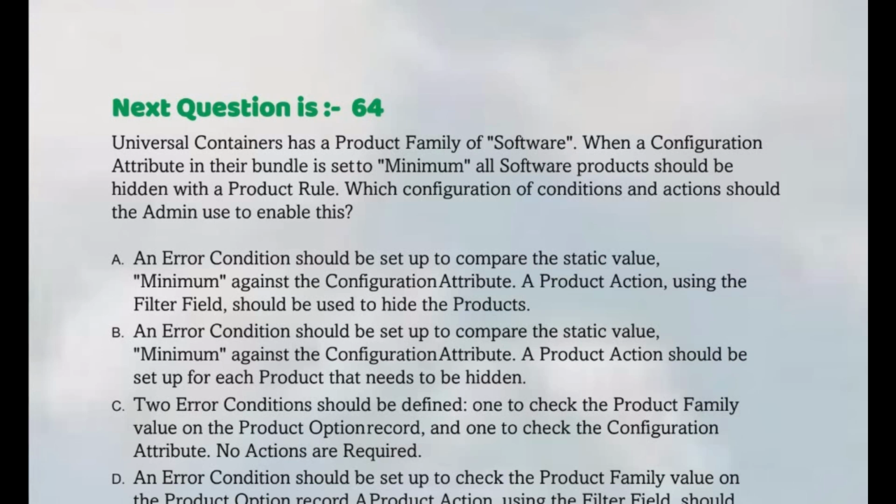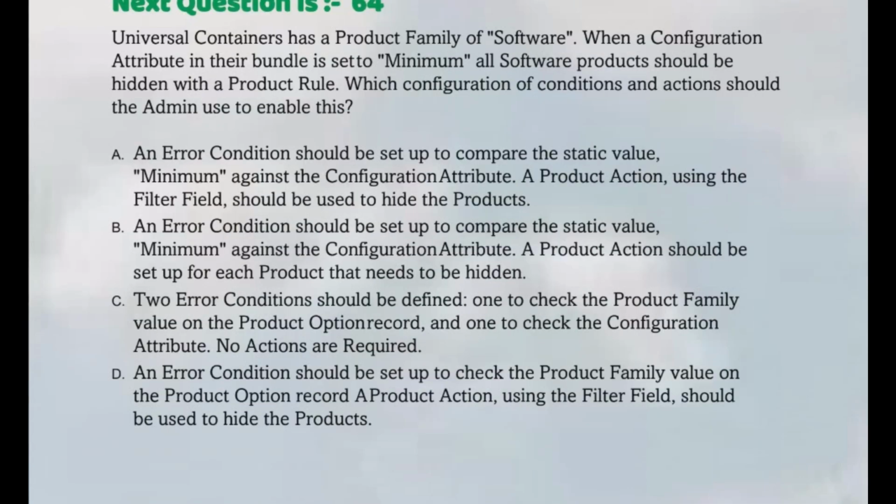Question is, Universal Containers has a product family of software. When a configuration attribute in their bundle is set to minimum, all software products should be hidden with a product rule. Which configuration of conditions and actions should the admin use to enable this? Option A, an error condition should be set up to compare the static value minimum against the configuration attribute. A product action using the filter field should be used to hide the products.